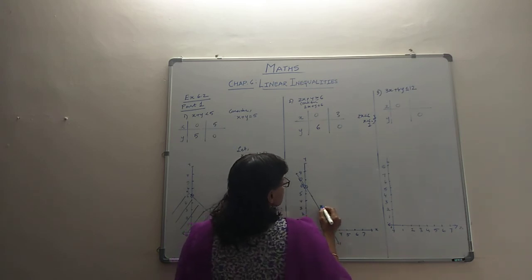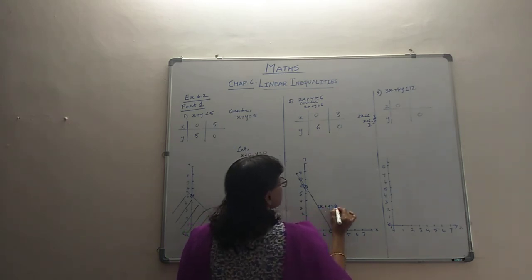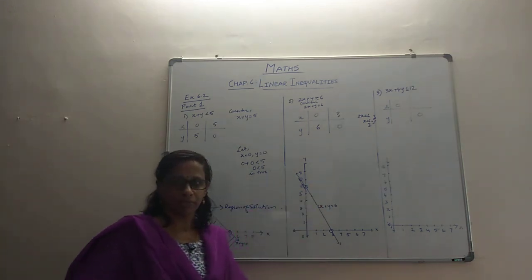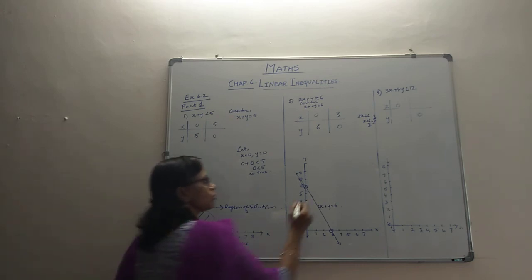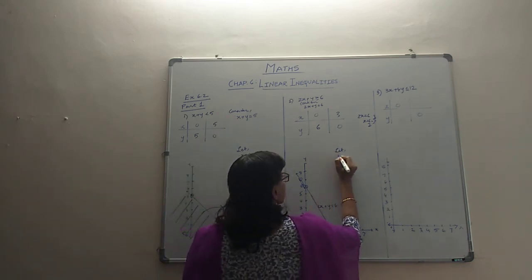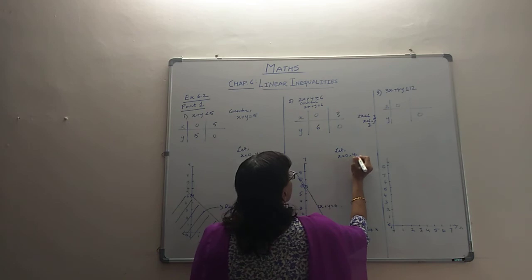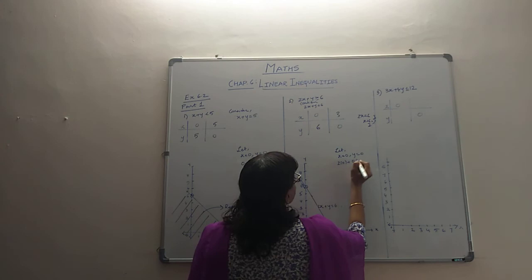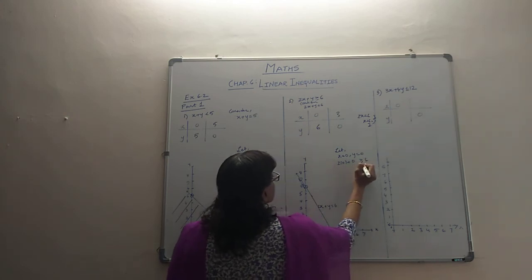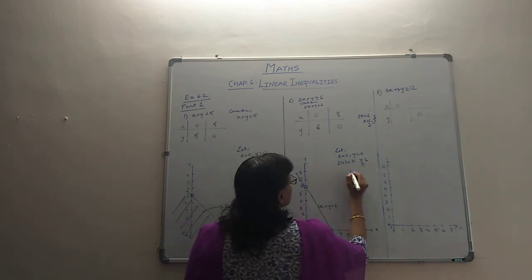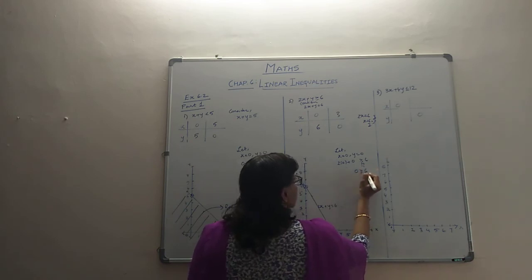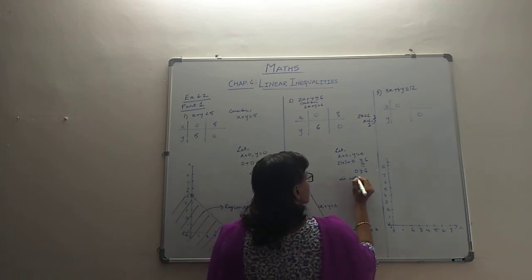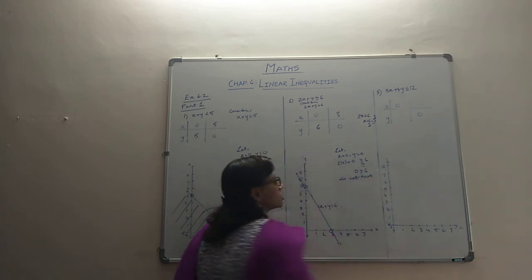This is the line 2x plus y equal to 6. Now you should know whether this part will be the region or that part will be the region. For that we make the substitution of x equal to 0 and y equal to 0. 2 times 0 plus 0, whether this is greater than 6 is to be checked. So 0 cannot be greater than 6. It's not true. 0 is less than 6.